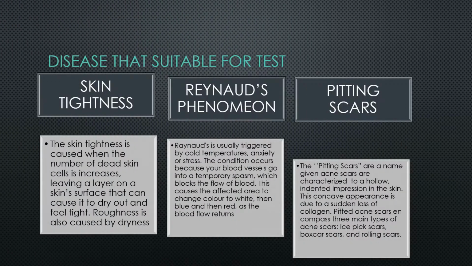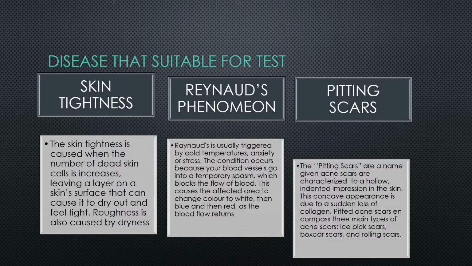These are several of the diseases that are suitable for the test. First, skin tightness. Skin tightness is caused when the number of dead skin cells is increased, leaving a layer on the skin surface that can cause it to dry out and feel tight. Roughness is also caused by dryness.